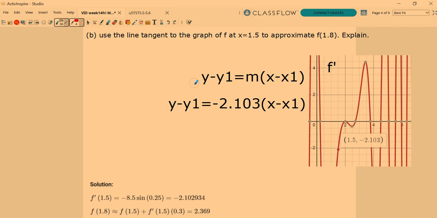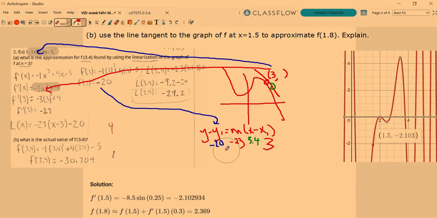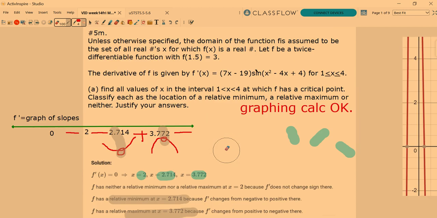Now we have to find x sub 1 and y sub 1. Well, x sub 1 is given to us. That's 1.5. And let's see, how do we find f of 1.5 when we plug it in? Give me 1 second. Oh, it gives it to us right here. That's given to us at the very beginning. f of 1.5 is 3.